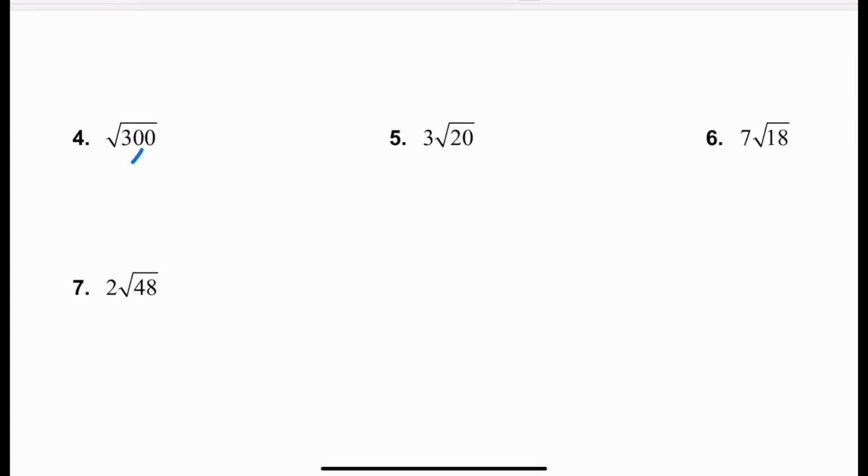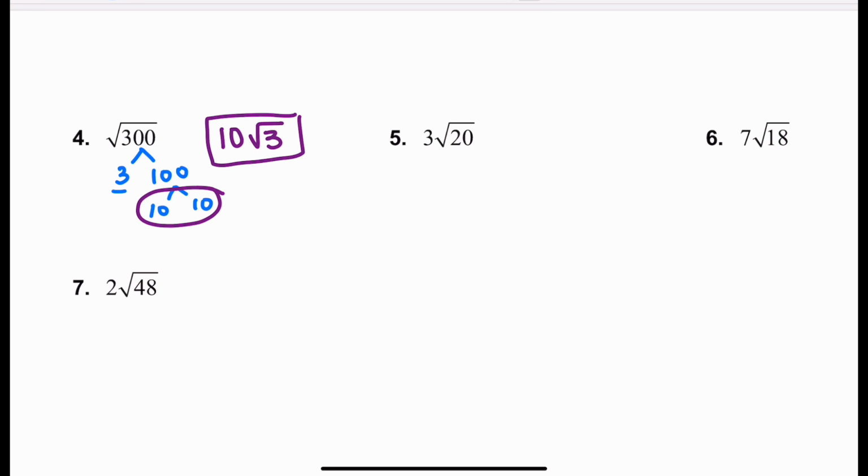Now 300, if I say 3 times 100, 3 is prime. 100 is 10 and 10. Now 10 breaks down further to 2 and 5, but once we find a pair of numbers, we can just stop there. Because then it'll just save us from having to times it out. So the 10 comes out front, the leftover is a 3. So we have 10 square root of 3.